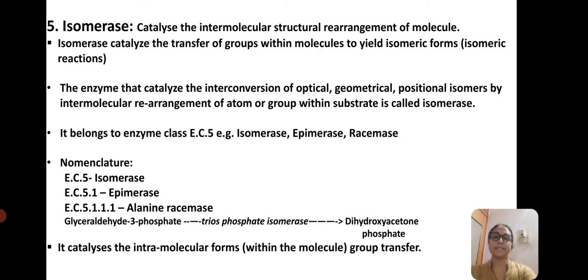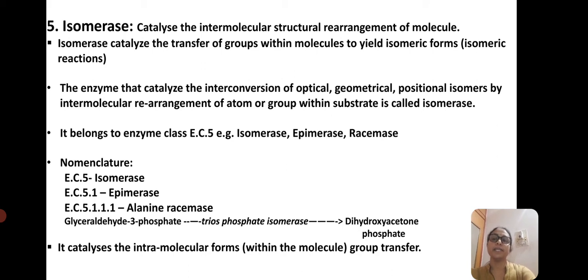Then the next major class, that is class 5, isomerases. They catalyze the intramolecular structural rearrangement of the molecule. Isomerases catalyze the transfer of groups within the molecule and they yield different isomeric forms. Those enzymes are called isomerases. These enzymes catalyze the interconversion of either optical, geometrical or positional isomers by intramolecular rearrangement of the atoms or groups within the substrate, hence the name isomerases. Major class 5 enzymes are isomerases, epimerases, racemases, etc.